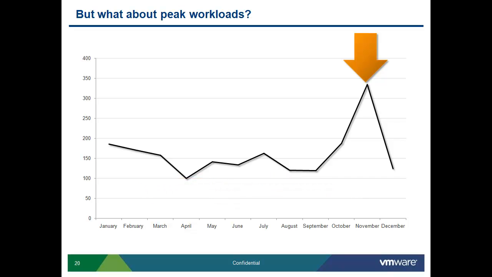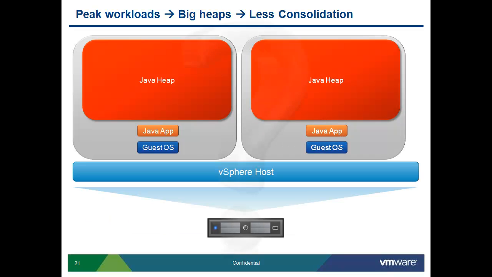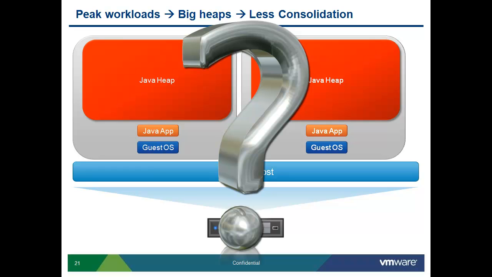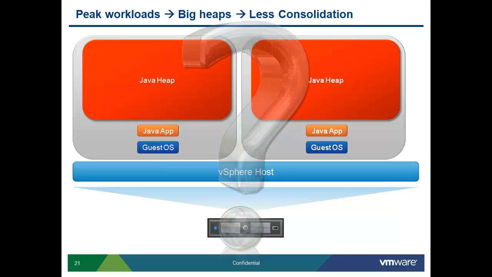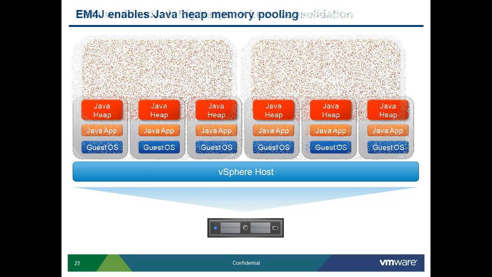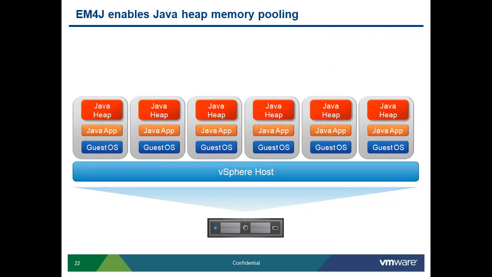With Java workloads, our best practice so far has been to never overcommit these resources. We have to plan for peak workloads. This does not work well in a virtual environment. If we can't get the consolidation, where's the benefit of virtualizing Java workloads? Elastic Memory for Java has solved this problem.